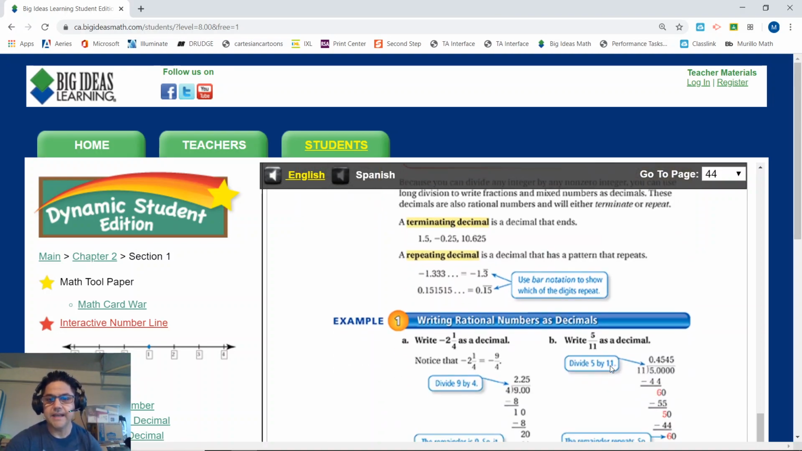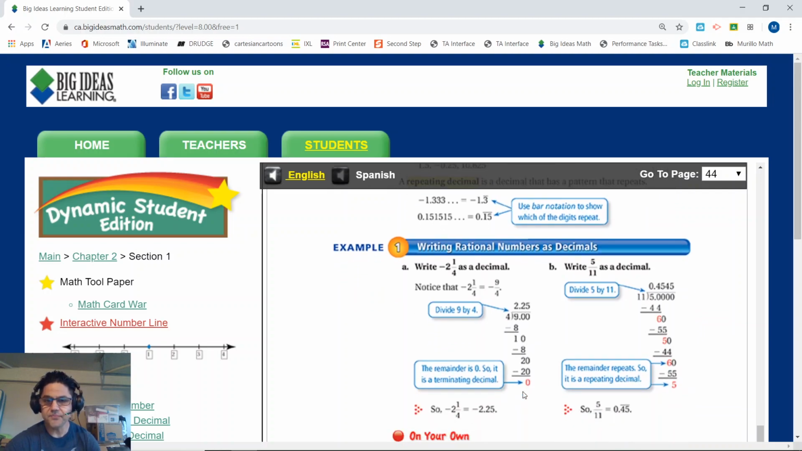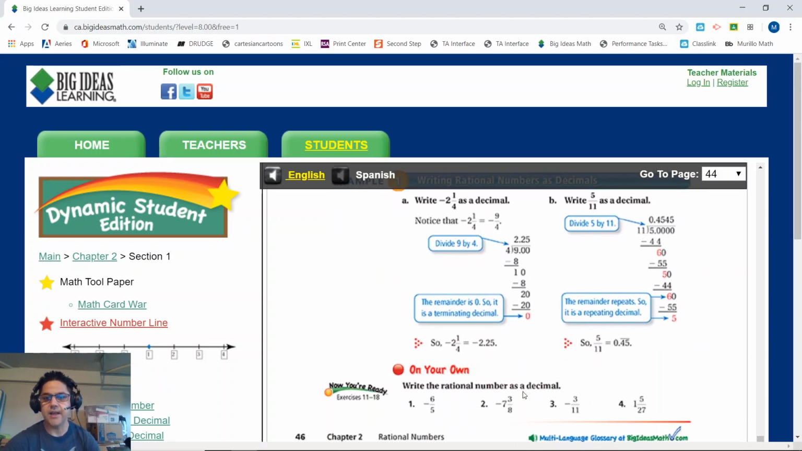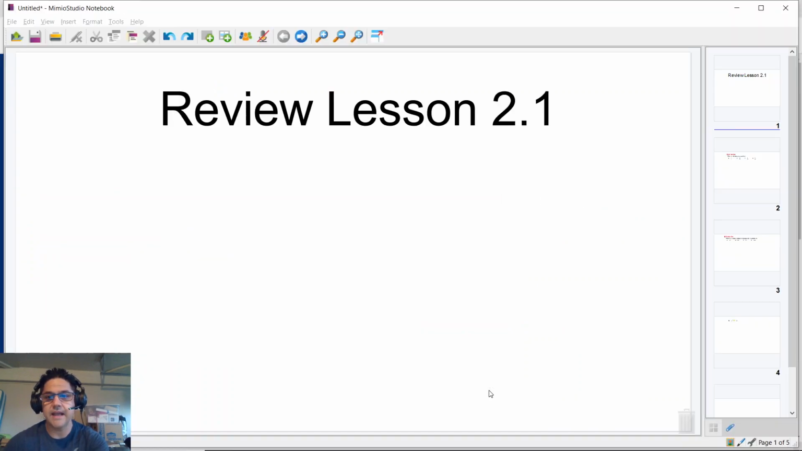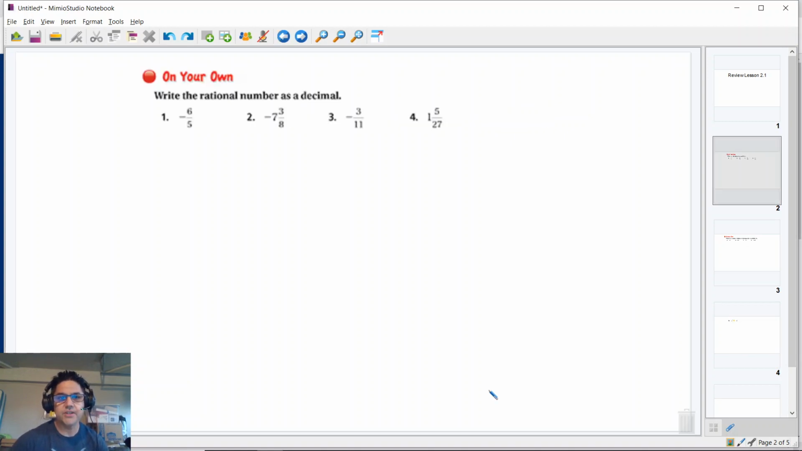All right, so at the beginning, it wants us to be able to take a mixed number or a regular fraction or maybe even an improper fraction and simply change it into a decimal. So we set up our elementary division there. And I'm going to go ahead and help you do a few problems with the on your own. So very similar to the assignment and then eventually the assessment. So let's go ahead and switch over here to the review Lesson 2.1 information. And here we go, on your own.